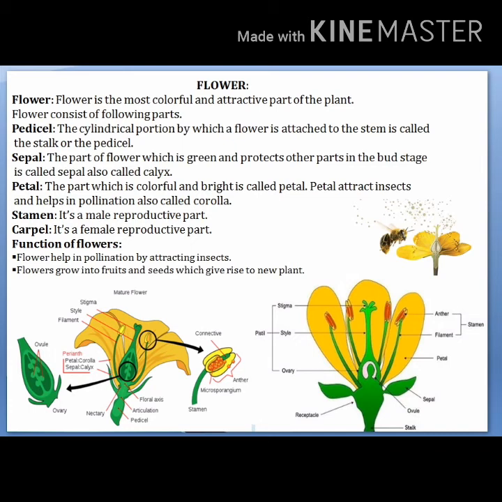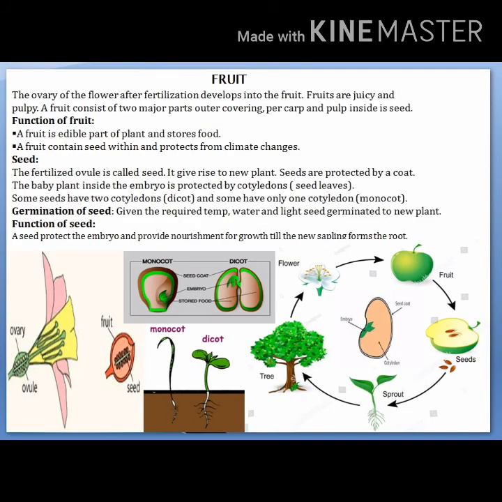Function of flowers: flowers help in pollination by attracting insects. Flowers grow into fruits and seeds which give rise to new plants. A part of the shoot system is the fruit. The ovary of the flower after fertilization develops into the fruit. Fruits are juicy and pulpy. A fruit consists of two major parts: the outer covering, the pericarp, and the pulp inside, which has the seed. Pollen and egg combine to form the ovary, and this ovary develops after fertilization into fruits.